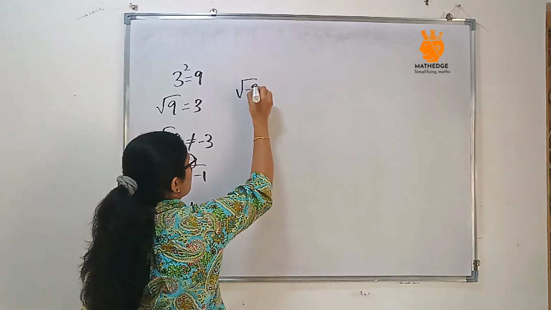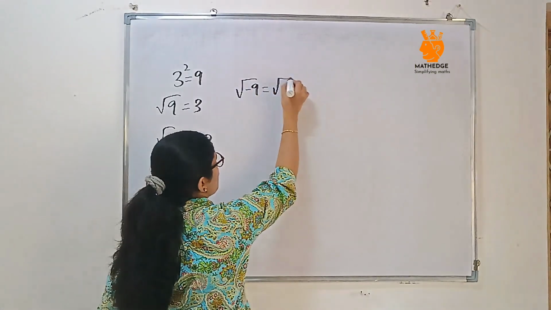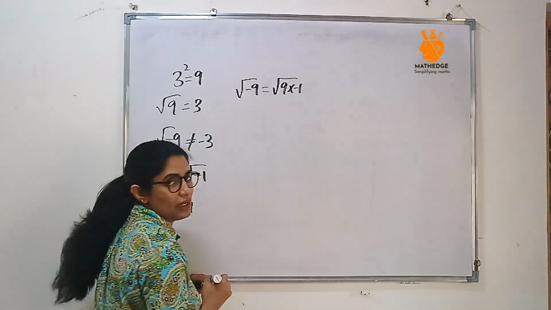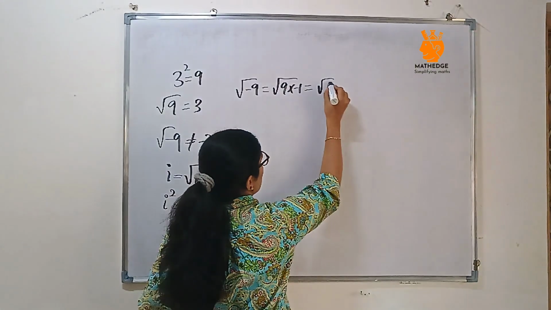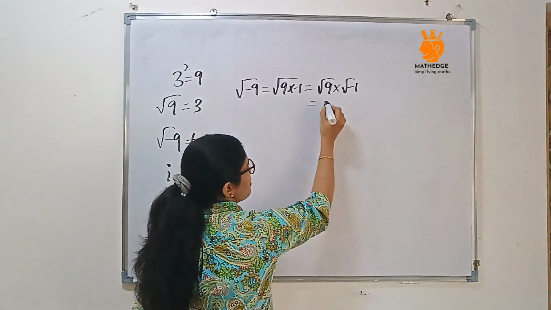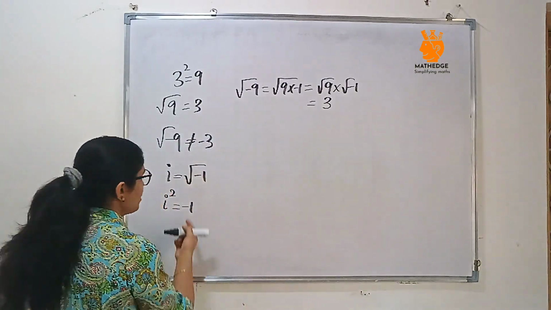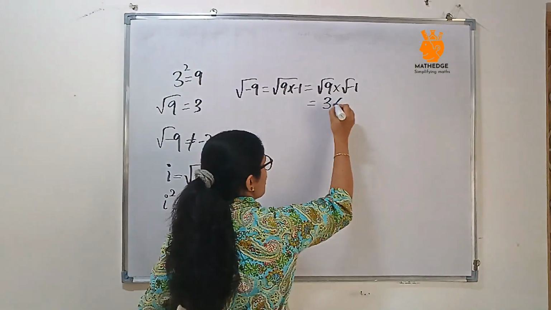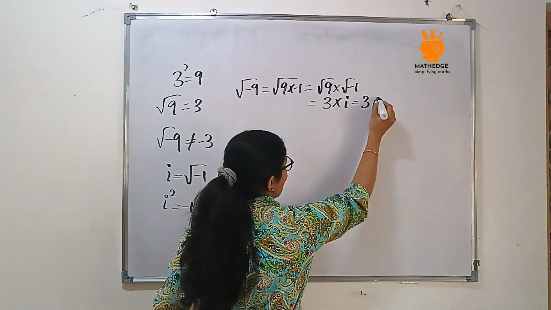Okay, now let's talk about what is the square root of minus 9. Square root of minus 9 can be written as square root of 9 into minus 1. Then again split this: square root of 9 into square root of minus 1. The square root of 9 is 3, we know, and square root of minus 1 can be written as i, right? So 3 into i is 3i.